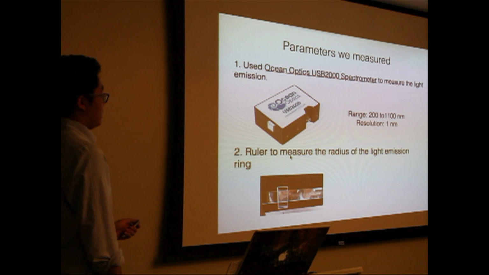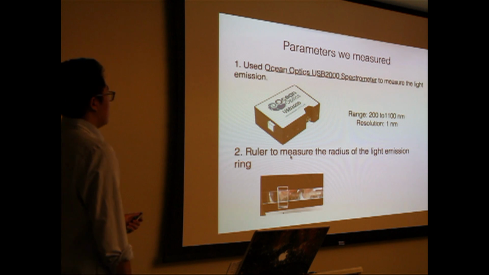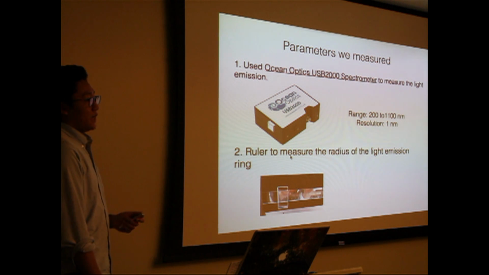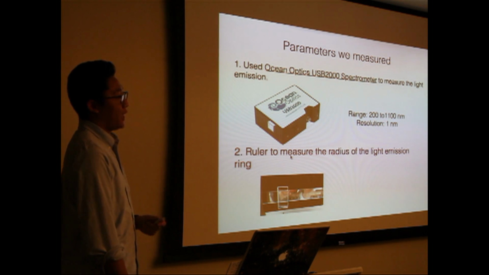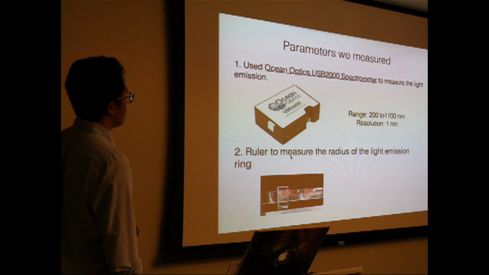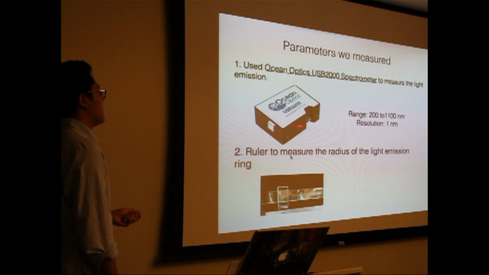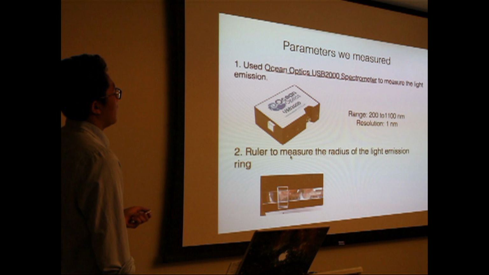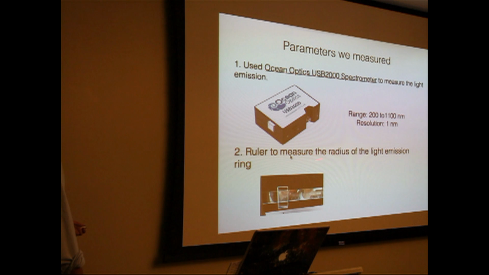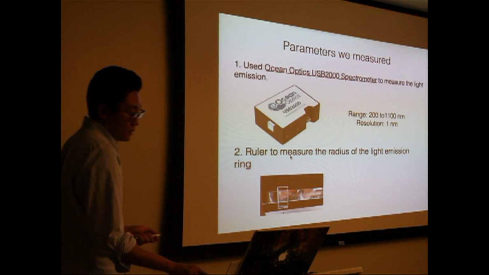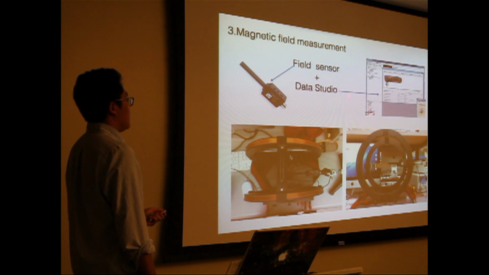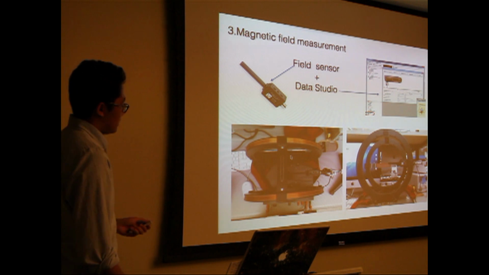Next, I'm going to introduce the parameters we measured. First, we need to confirm that the light emission ring is caused by the helium atom. So we use the Ocean Optics USB 2000 spectrometer to measure the light emission. The range of the spectrometer is from 200 to 1100 nanometers with a resolution of 1 nanometer. We also use a ruler to measure the radius of the light emission ring. We use the field sensor and Data Studio as the interface to measure the magnetic field. This is the picture of the setup.